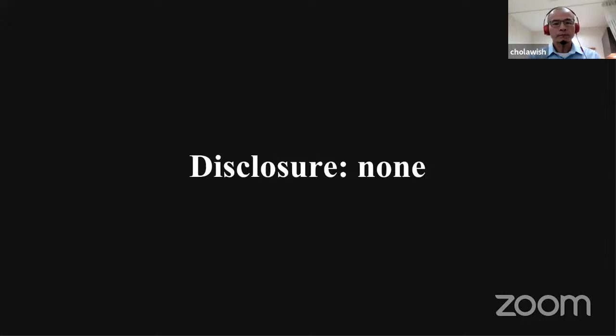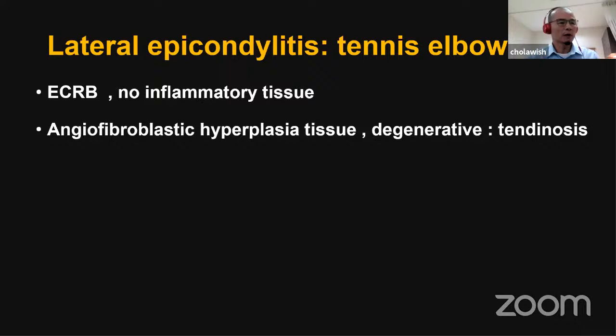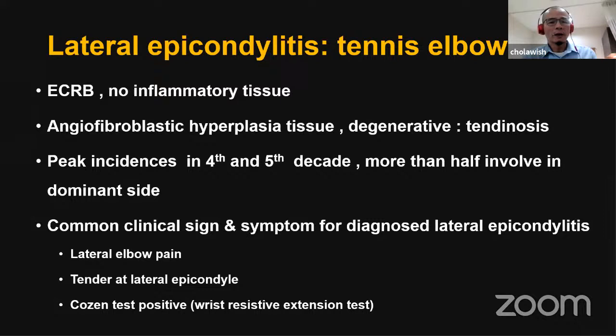As we know, lateral epicondylitis, or by another nickname, tennis elbow. The lesion is on the ECRB tendon, and the tissue that corresponds with the pain generator is angiofibroblastic hyperplasia tissue, which Professor Park mentioned before. The peak incidence is in the 40s and 50s, and more than half involve the dominant side. The common clinical symptoms we use to diagnose are lateral elbow pain, tenderness at the lateral epicondyle, and a positive Cozen's test.